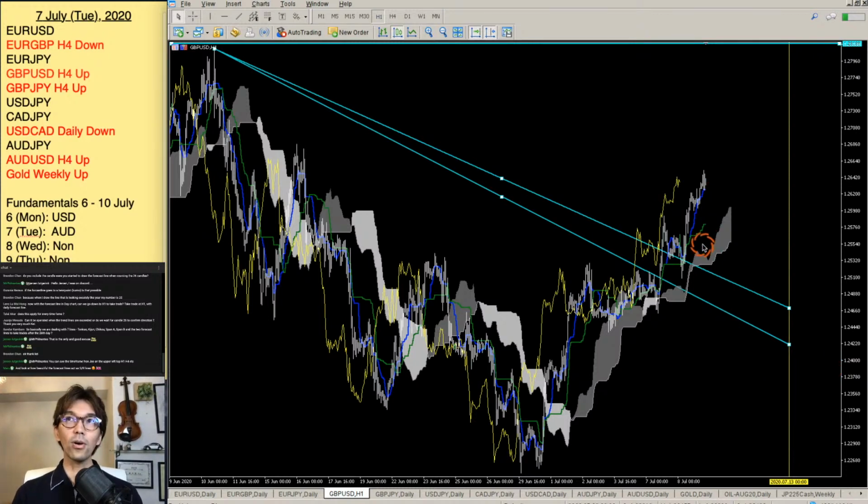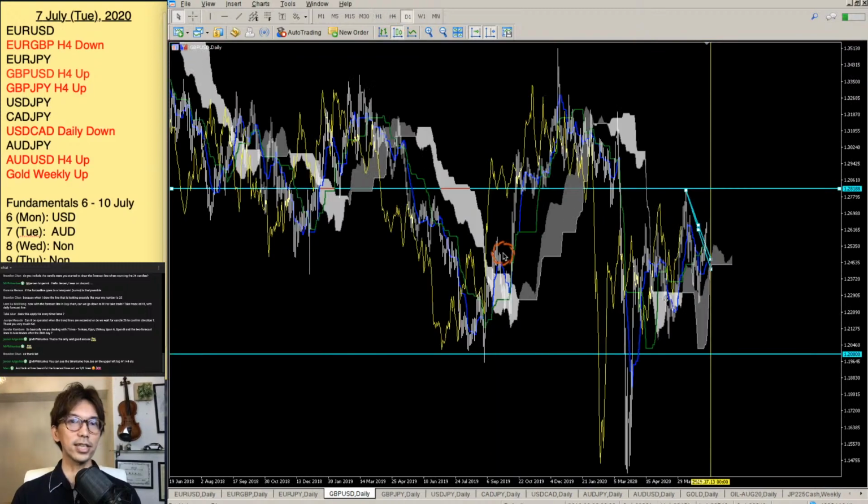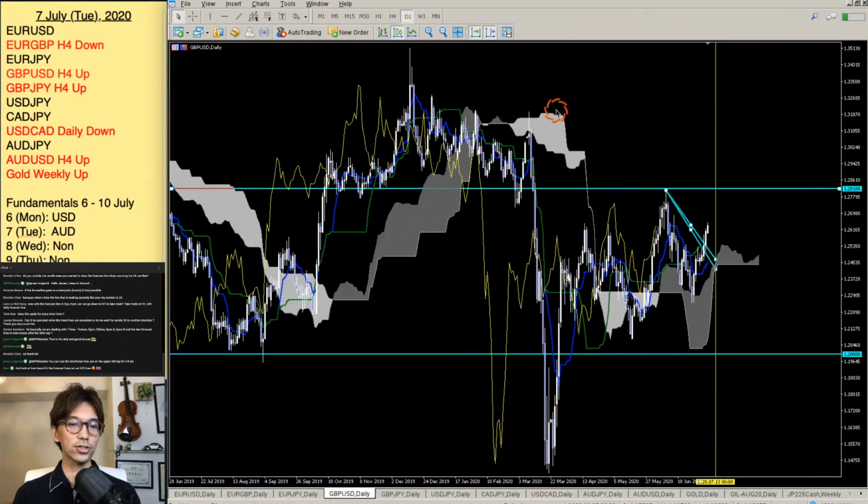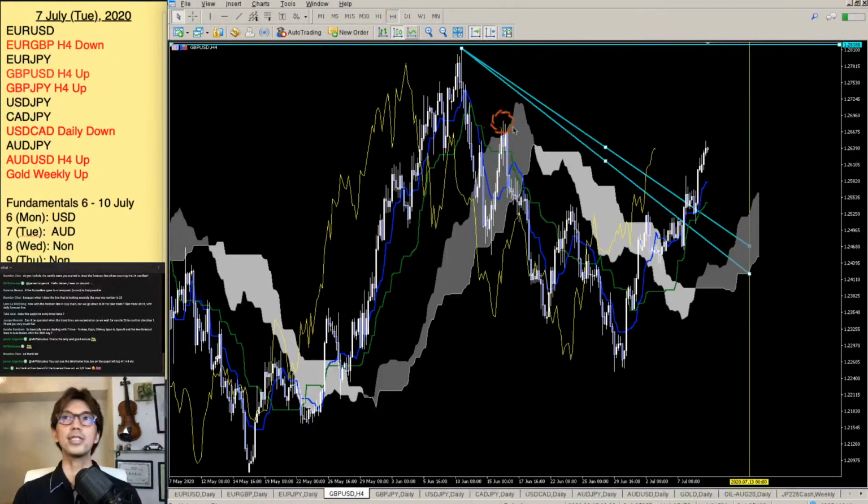So hopefully I capture a trend in a daily chart or 4-hour chart and follow it. But if not, if I don't see any trend on these bigger time frames, then I take trades in 1.